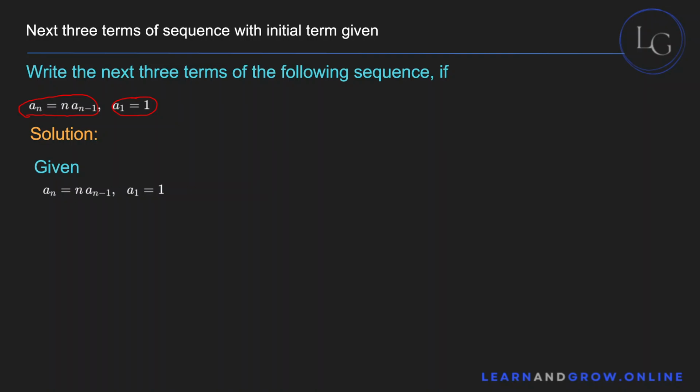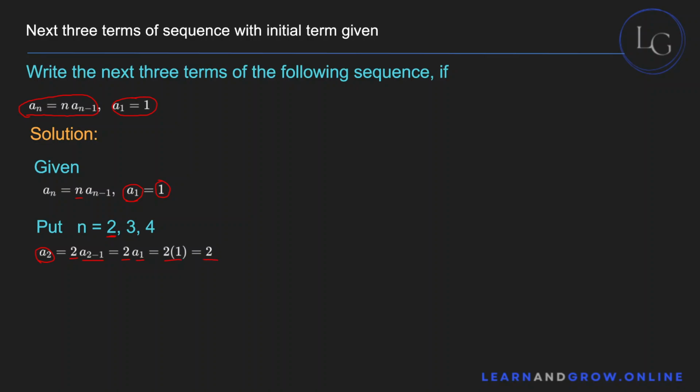Well, these are the things given to us, and when we plug in n is equal to 2 and 3 and 4, well, what happens? So we have to find a2, which is when we have n is equal to 2. So we'll plug in 2 in place of n everywhere. So 2 a2 minus 1. So basically 2 into a1, because a2 minus 1 is a1. So 2a1, and we already have the value of a1 over here, which is 1. So 2 into 1, which is equal to 2.